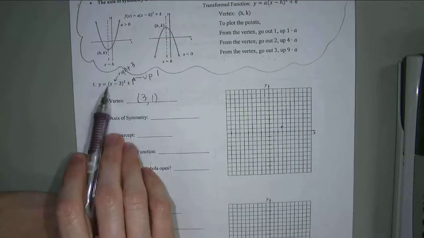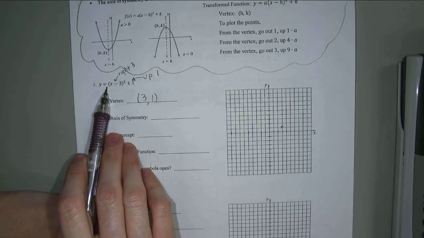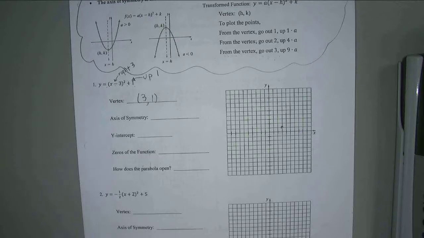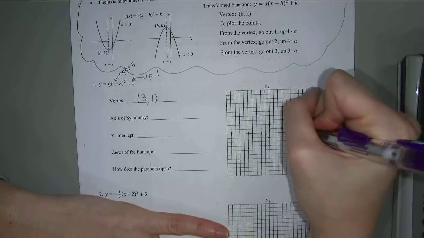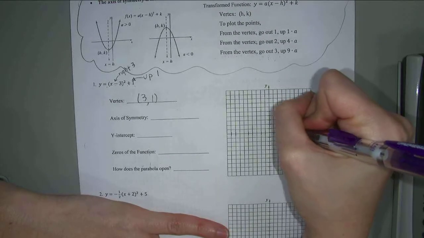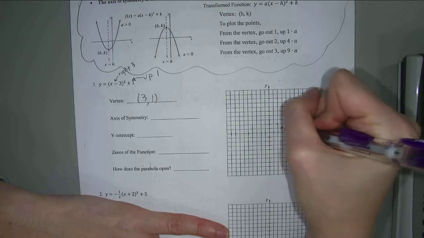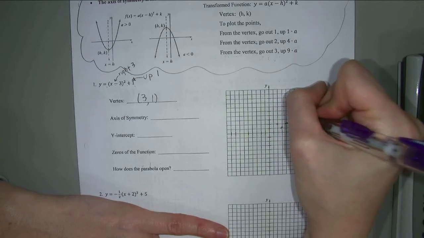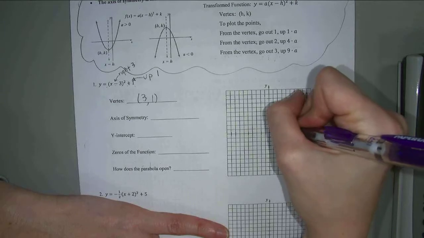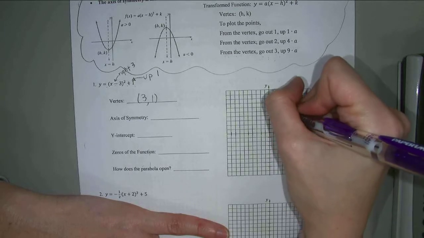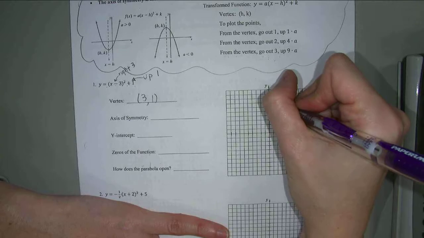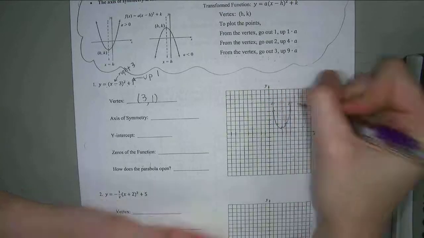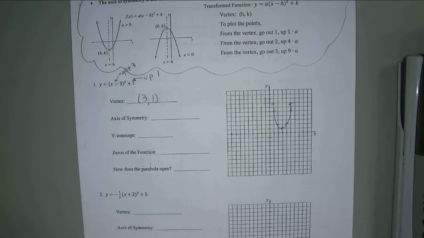All right? Now let's draw our other point. Do we have an A in front? No. So our A is just 1. So this is going to be your normal parent function where we're just going to go over 1, up 1 from the vertex in either direction. And then over 2, up 4. 1, 2, and then up 4 from your vertex. 1, 2, 3, 4. Okay? So we have a normal shaped parabola just kind of floating.